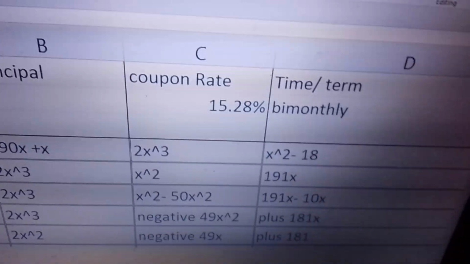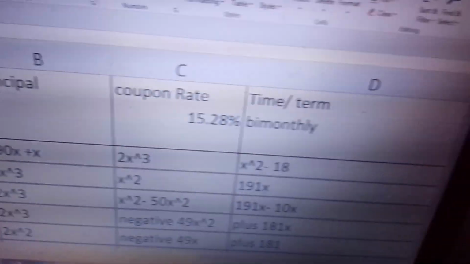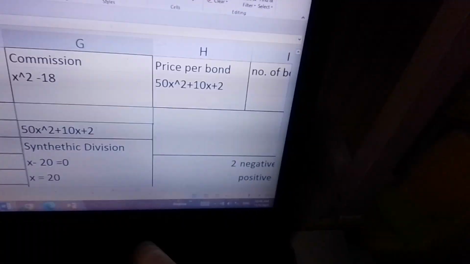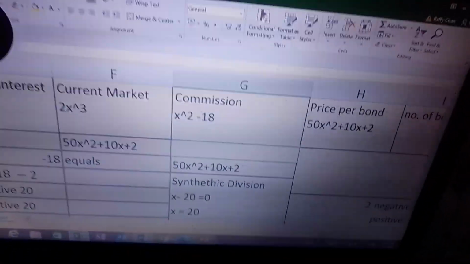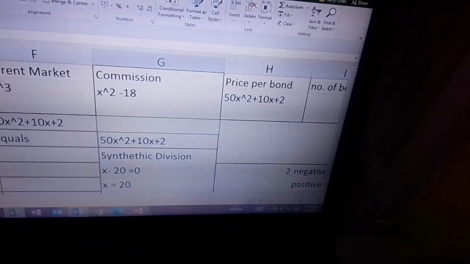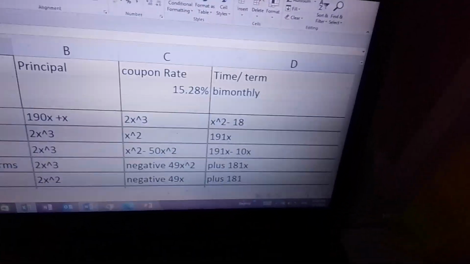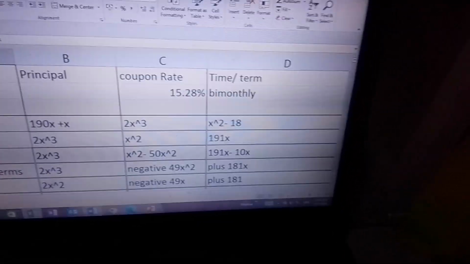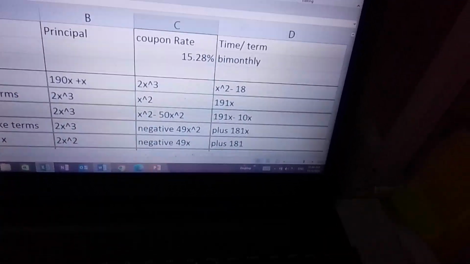190x plus x. 2x times cube. 2 times x cubed. X squared minus 18. And then we have equals this answer. Right? Now, we're going to have to combine like terms. Ito yun, fixing the terms. Ibig sabihin, combining whatever's the like term.